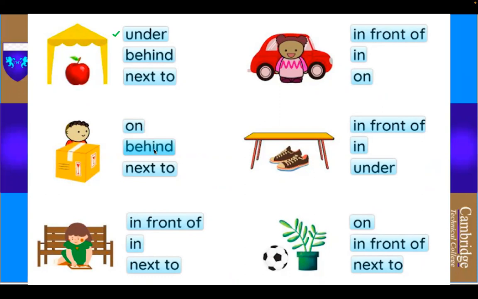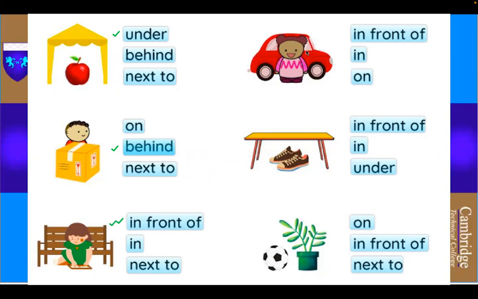This one. Behind, next to, above. Which one? On, behind, next to. Which one is correct? What's the answer? Come on, guys. Behind. Yes, very good. The correct answer is behind. Next one. The girl is next to, no, in front of. In front of means before it. Next to means a bit close to it.